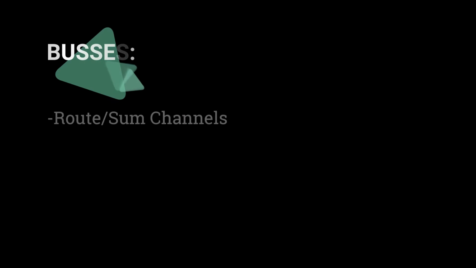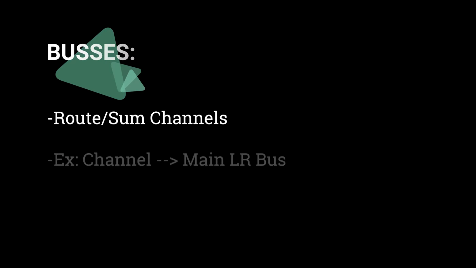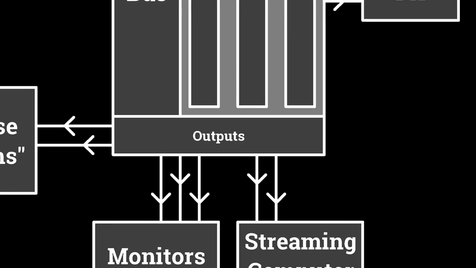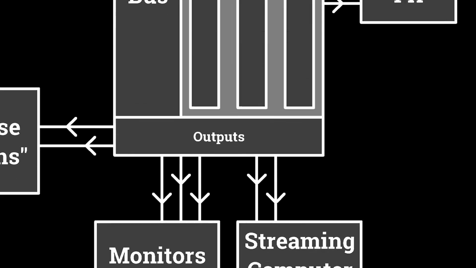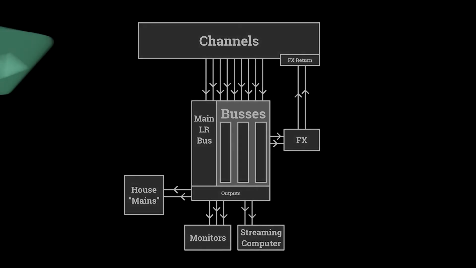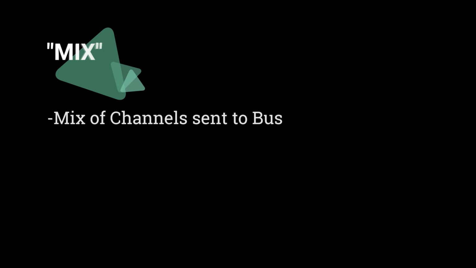Buses are what we use to route the audio from our individual channels. Anytime you're routing audio anywhere, you will need to use a bus of some sort. This may just be sending a channel to your main left-right bus, or you may be sending audio at different levels to multiple locations, like to monitors, to a computer input, or to an effects unit like a reverb or delay. Each of these locations will be referred to as a mix, consisting of whatever channels are sent to that bus at whatever level they're sent.